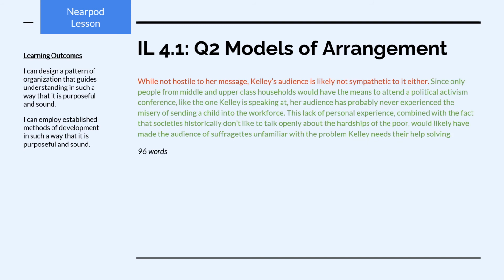The next paragraph, paragraph 2, identifies and explains the rhetorical obstacle. It starts off with a simple topic sentence that generally identifies the obstacle, what's going on here, what's inhibiting the speaker from achieving their purpose. And then the explanation of that: since only people from middle and upper class households would have the means to attend this kind of conference, it's reasonable to assume that her audience has probably never experienced sending a child into the workforce, that sort of thing.